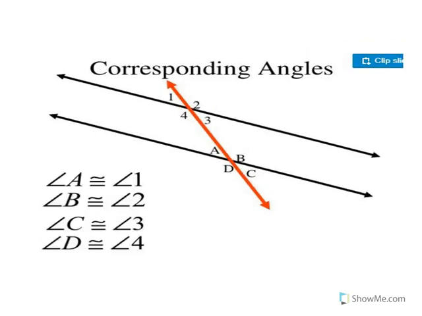Here is another way of writing it. Angle A is corresponding to angle 1, they are congruent. Angle B is corresponding to angle 2, they are congruent. Angle C is corresponding to angle 3, they are congruent, and angle D is corresponding to angle 4, and they are congruent.